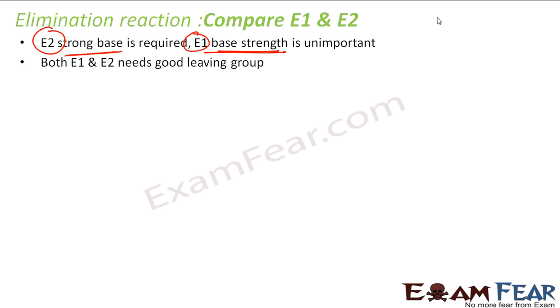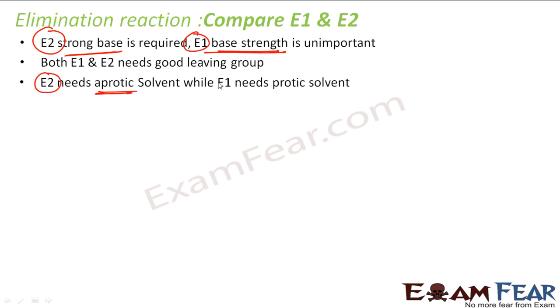Both E1 and E2 need a good leaving group. That is necessary for SN1, SN2, E1, E2. For all these reactions, the leaving group has to be good. E2 needs an aprotic solvent, but E1 needs a protic solvent. We have seen, because in E2, if you see, the base has to be very strong. If the base has to be very strong, you can't have a protic solvent, right? If you have a protic solvent, it will make the base weaker.